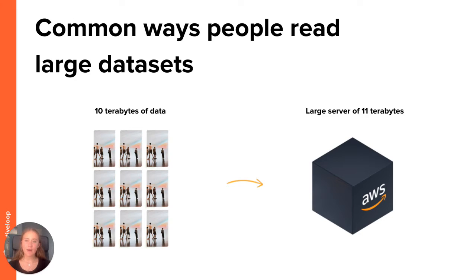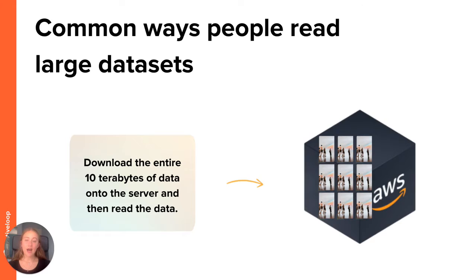For example, imagine you have a dataset with 10 terabytes of data. It's a common practice to read large datasets by taking a bigger server, which has a lot more space than 10 terabytes. So it's like having 11 terabytes of data. Then you need to download the entire 10 terabytes of data onto the server and then read the data. And this is not optimal, as you need to have a larger server size than your actual dataset size.